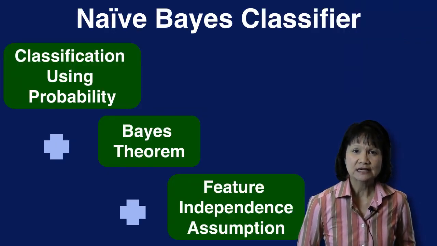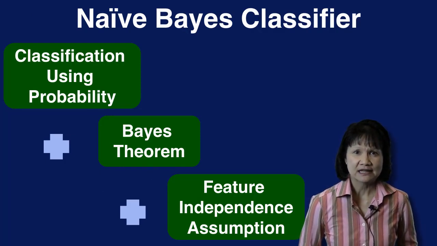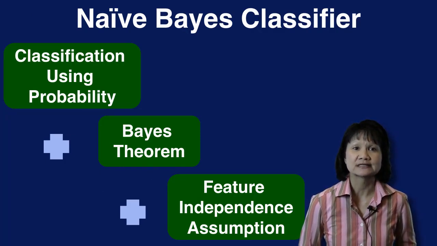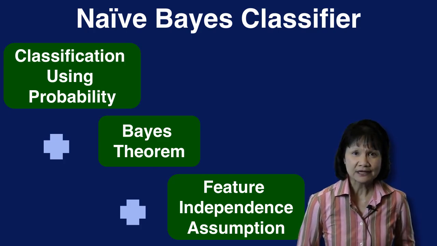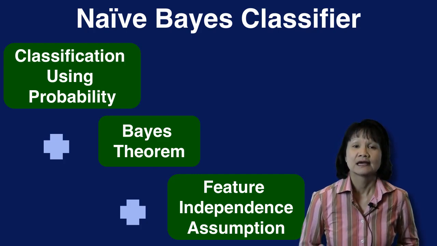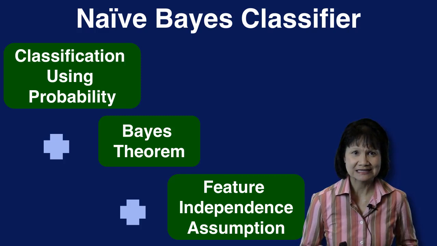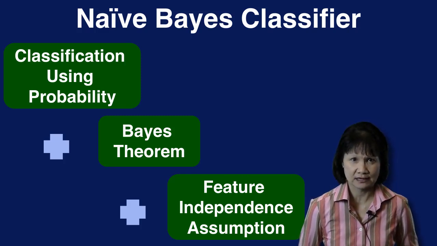In addition to using a probabilistic framework for classification, the naive Bayes classifier also uses what is known as Bayes' theorem. The application of Bayes' theorem makes estimating the probabilities easier. In addition, naive Bayes assumes that the input features are statistically independent of one another.